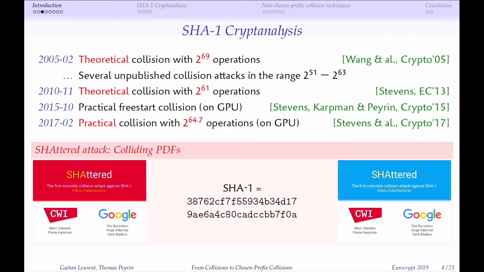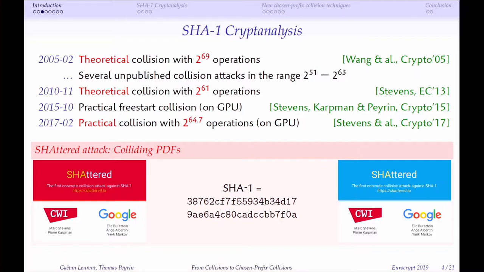So in terms of cryptanalysis, you probably know that SHA-1 is broken. It's actually been broken for almost 15 years. There was some really amazing work in 2005 by Wang and colleagues, and they gave the first collision attack on SHA-1. This was an attack with complexity around 2^69.